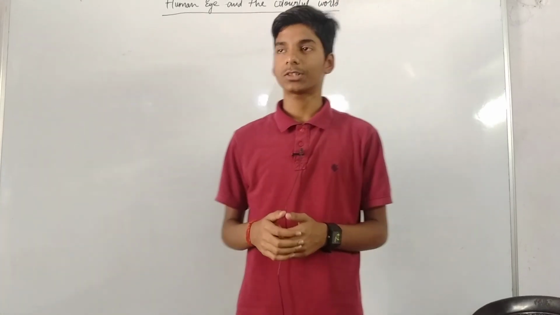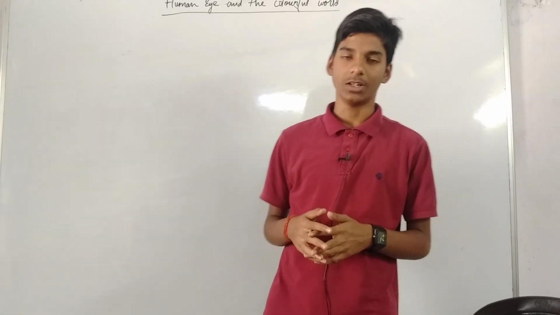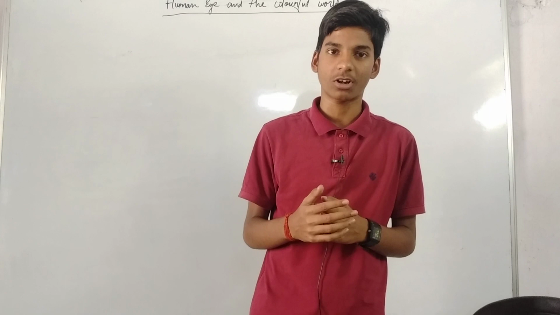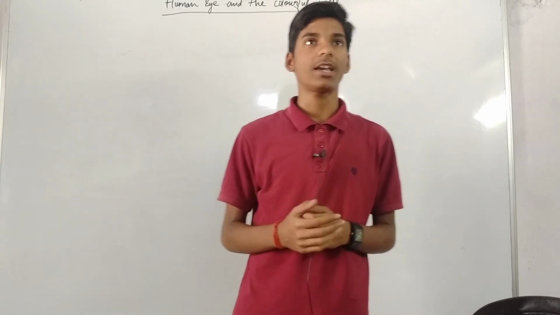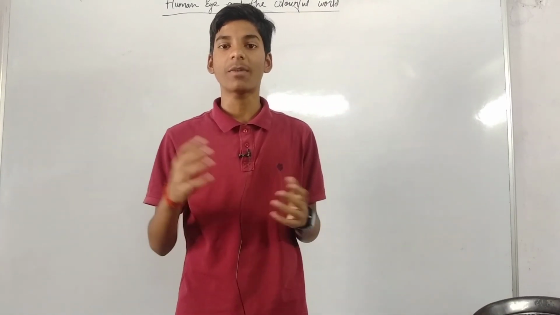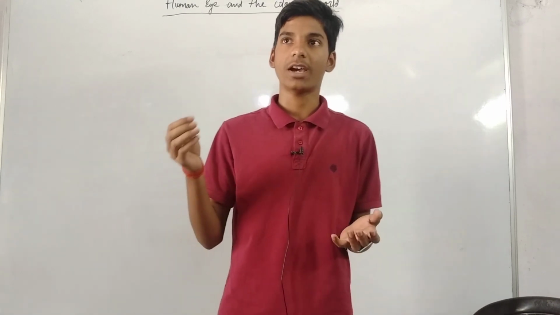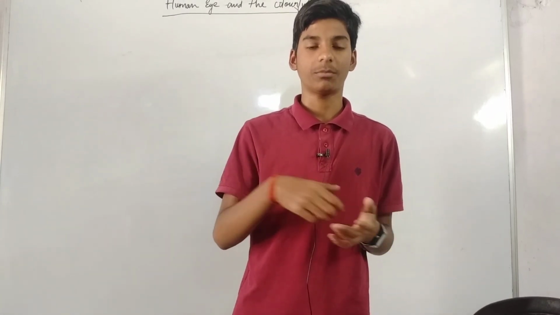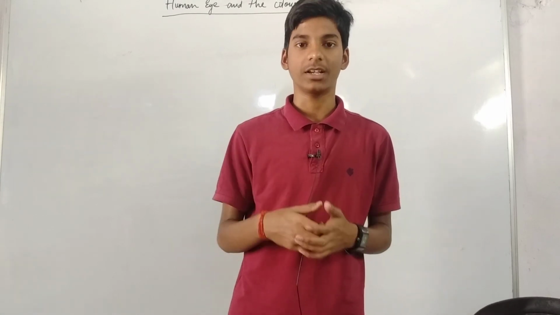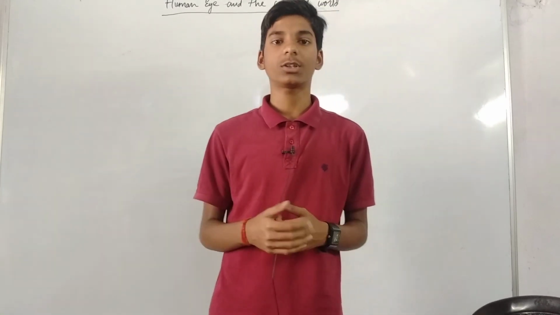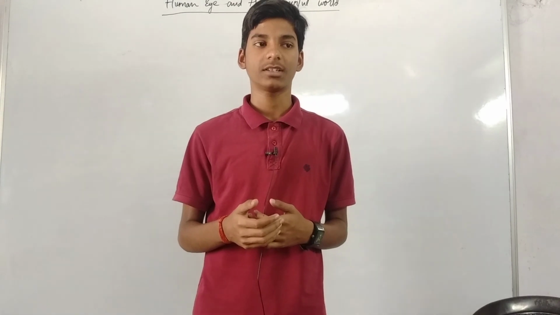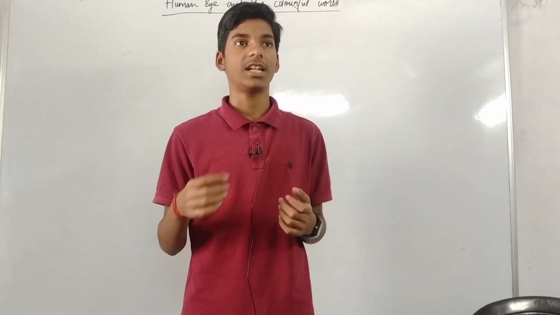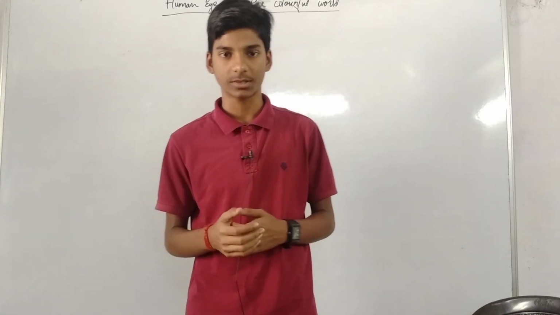Today I am going to explain the topic the human eye and the colorful world. So the human eye is the most valuable and sensitive sense organ to us. When we close our eyes, we can identify objects to some extent by their smell, by our touch, or by the sound they make. But it is impossible to identify the colors of the objects. Hence the human eye that we have enables us to see the colorful world around us.